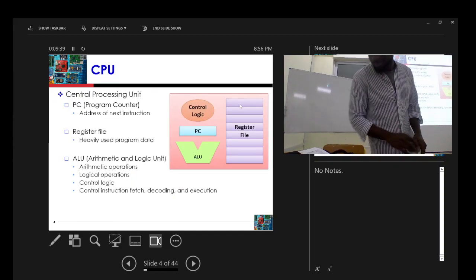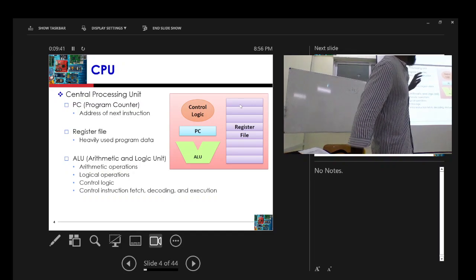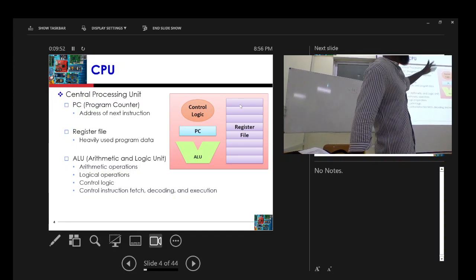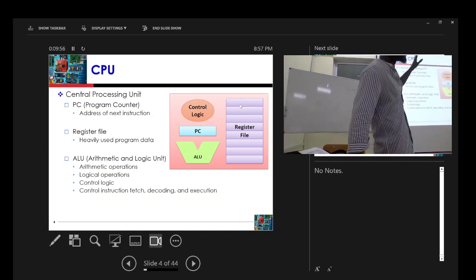Right. So now quickly, as I said, we have control logic, we have the register file, we have the ALU. Then we have something called the PC, the program counter. I think you know what the register file and ALU are, and probably some control logic, just some AND gates and OR gates and stuff like that. But do you know what the PC is?